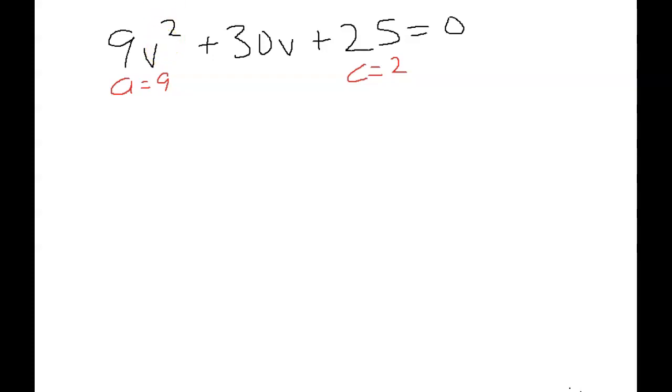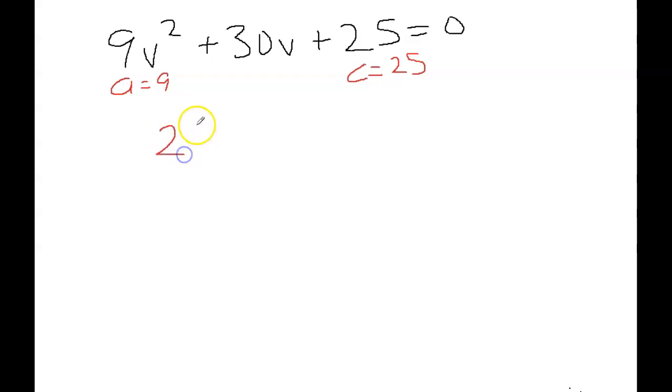So once you have the polynomial set equal to 0, you need to identify A and C. This is for the robust way to solve this, called the AC method. A is the coefficient in front of the squared term. C is the number by itself. You multiply those together, A times C. In this case, 9 times 25.